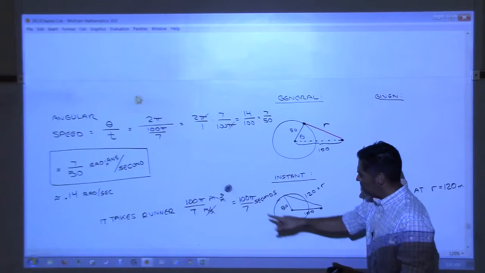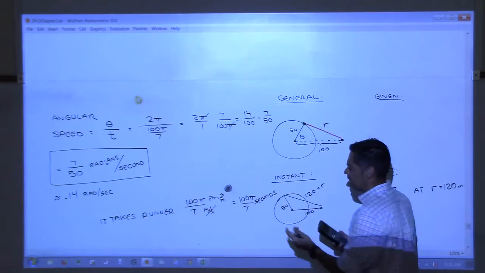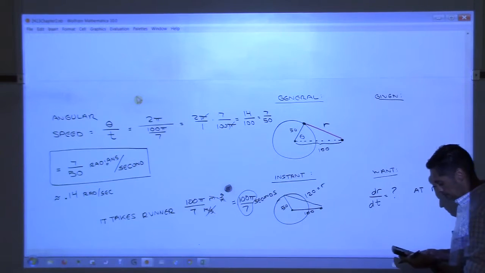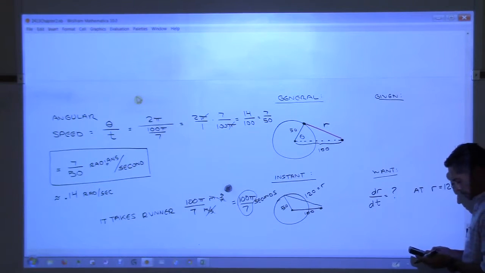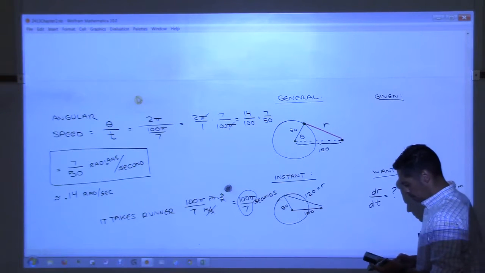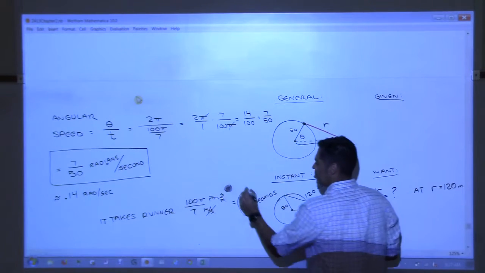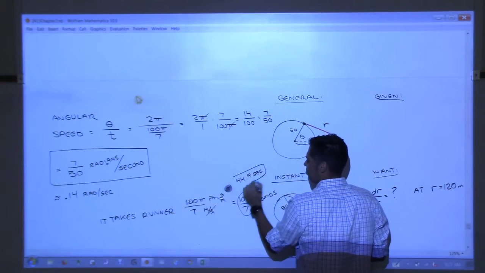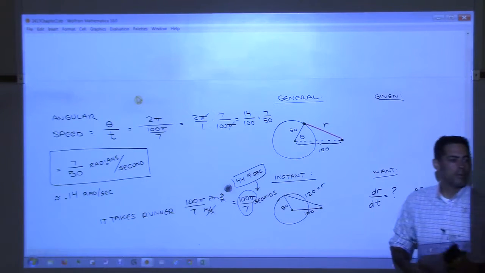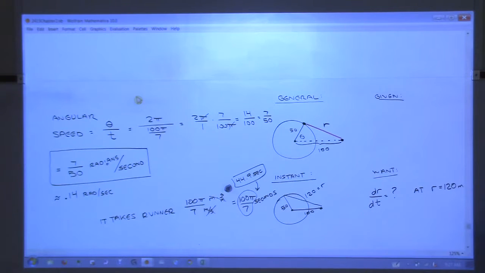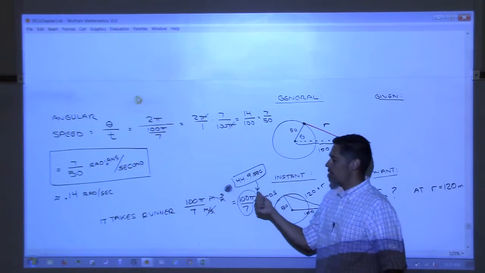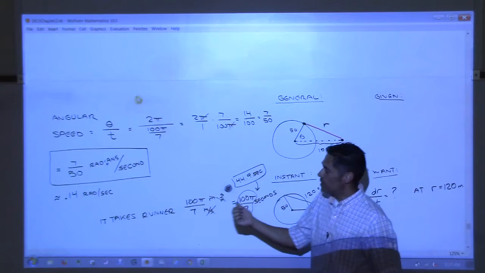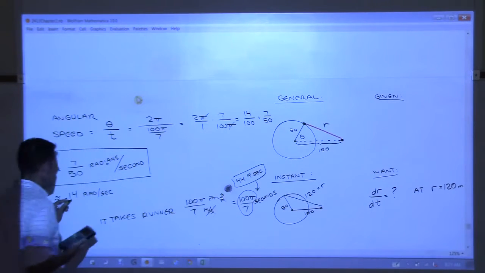Now, let's do this 100 pi over 7. Let's figure out how many seconds this is about. So 100 pi divided by 7. About 44.9 seconds. What this is saying is it would take this person about 44.9 seconds to run around this track. The angle is changing at 0.14 radians every second.